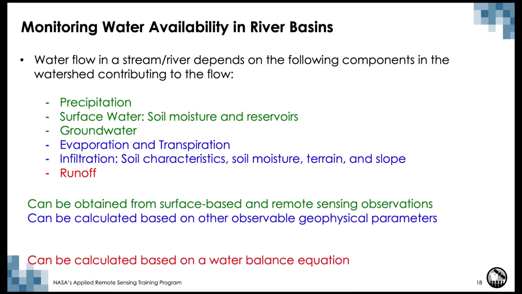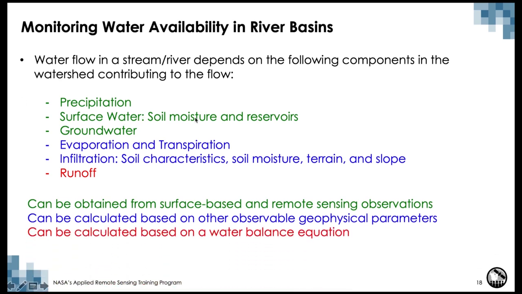And the list shows here that precipitation, surface water such as soil moisture and reservoir, groundwater, these are available from remote sensing observations. Evapotranspiration can be calculated based on other observable geophysical parameters, including remote sensing also. Infiltration, which depends on soil characteristics, soil moisture, terrain, slope, all these are available partly from satellite, and they can also be observed by combination of different observations. And then runoff, which really cannot be observed efficiently, but can be calculated based on a water balance equation.